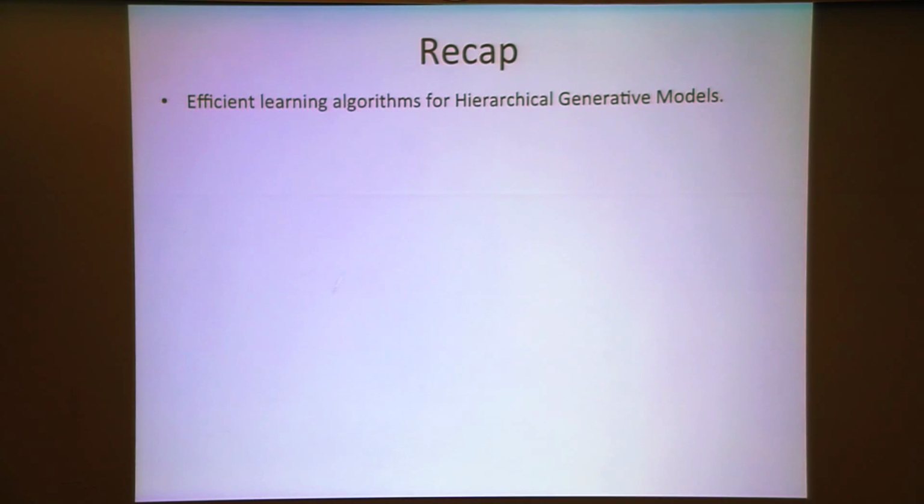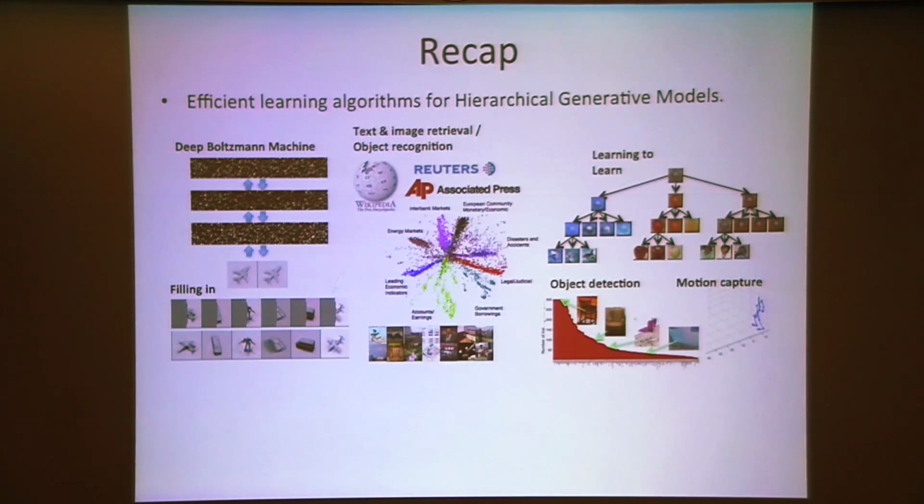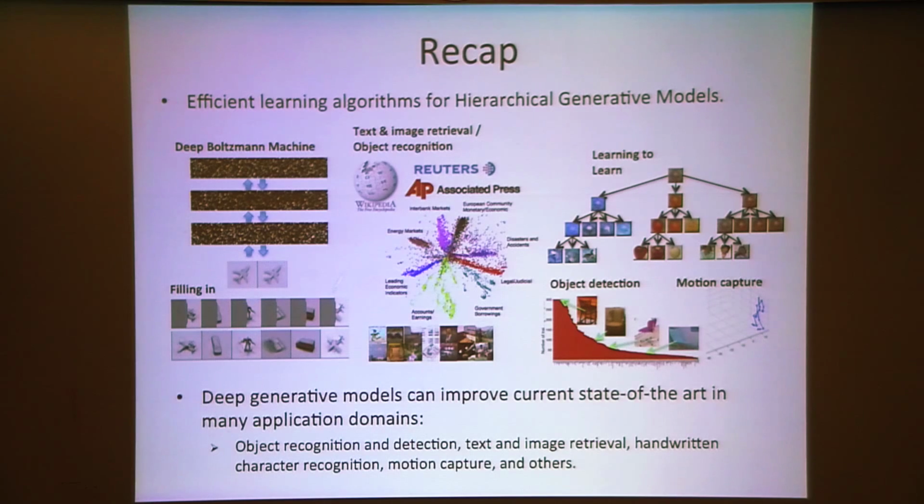So just as a recap, we've talked about various different models. We've talked about deep Boltzmann machines. We can use these models for pattern completion. We can use these models for nonlinear dimensionality reduction, and for working with text. You can try to learn the hierarchical representation. You can put more structured hierarchical priors on these models and really put your prior knowledge into them. You can use these models for object detection and motion capture. And the really exciting thing is that a lot of these models either match, come close to, or improve upon the current state of the art.